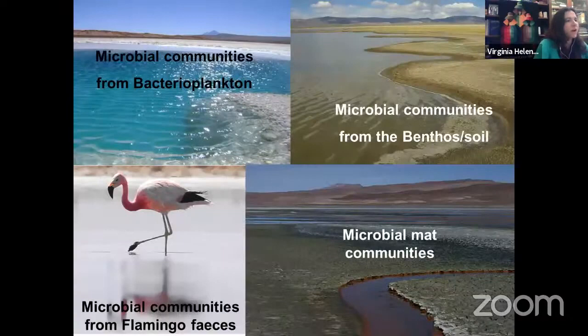And these polyextremophiles were sampled in different niches. One was the lake itself, in the shallow water, from the bacterioplankton, but also from the benthos and from the soil around the lake. In some lakes, you will see these mats that are forming. So the group has also sampled these microbial mats.